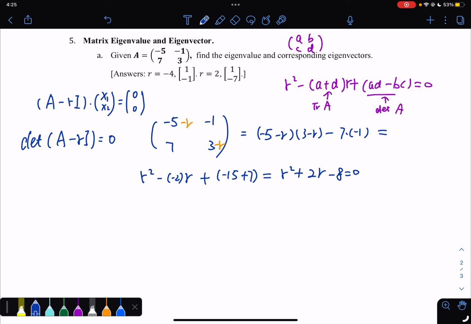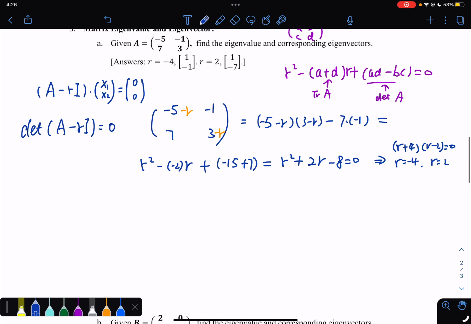Either one works. It gives you the same equation, and you're going to say it's R plus 4 times R minus 2. So R is -4, R is 2. So I'm going to end up with two eigenvalues.